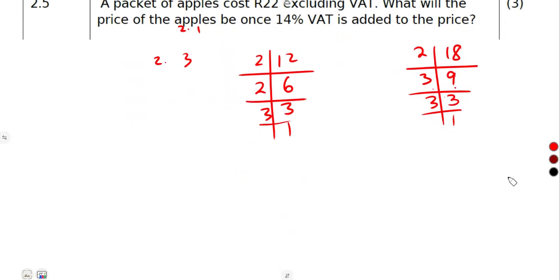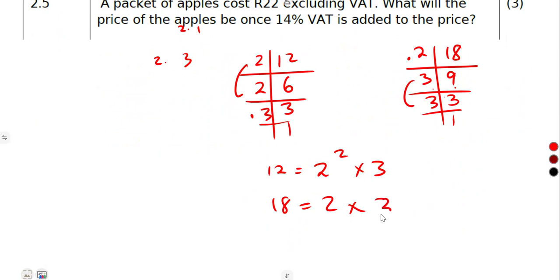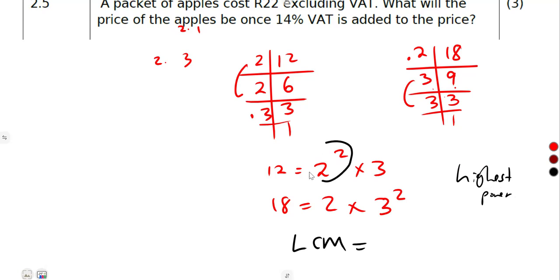So remember, we need the LCM. So 12 is the same as 2 to the exponent of 2, 2 times 2 times 3. 18 is the same as 2 times 3 times 3, that's 3 squared. So remember the LCM, guys, you must take every term that you see. But where it is common, you consider where you have got the highest power or the highest exponent. Just like 2. The highest power is here, so that's 2 squared.